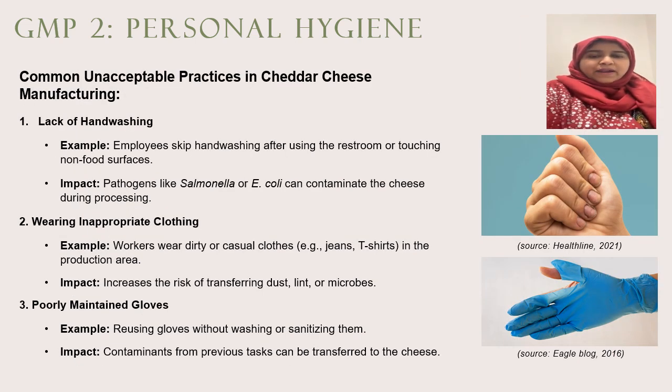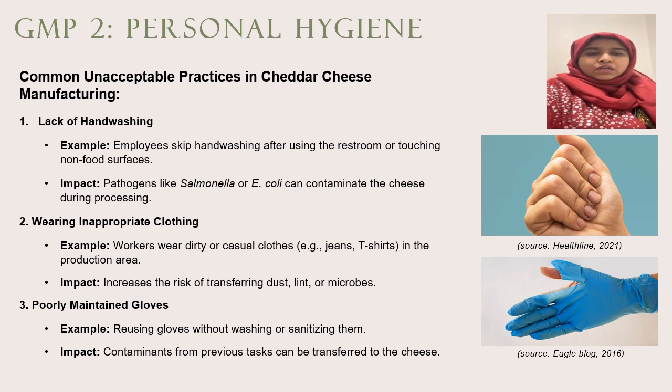Common unacceptable practices in cheddar cheese manufacturing: lack of hand washing. Employees skip hand washing after using the restroom or touching non-food surfaces, because of which pathogens like salmonella or E. coli can contaminate the cheese during processing. Wearing inappropriate clothing. If workers wear dirty or casual clothes, for example jeans or t-shirts, in the production area, it increases the risk of transferring dust, lint or microbes.